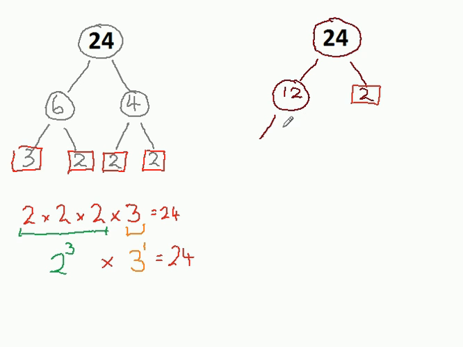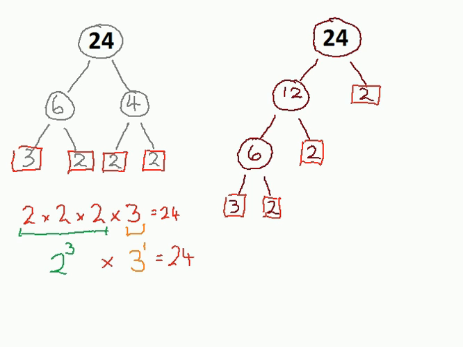Now for 12 we can do 6 times 2, and again we can see that the 6 is not a prime number, but the 2 is a prime number, so we're going to put a square around that. Carrying on with 6, 3 times 2 equals 6. And both 3 and 2 are prime numbers. Put a square around them.